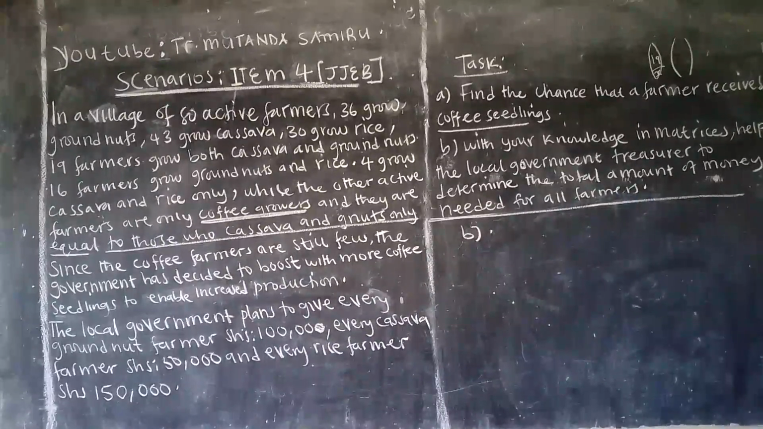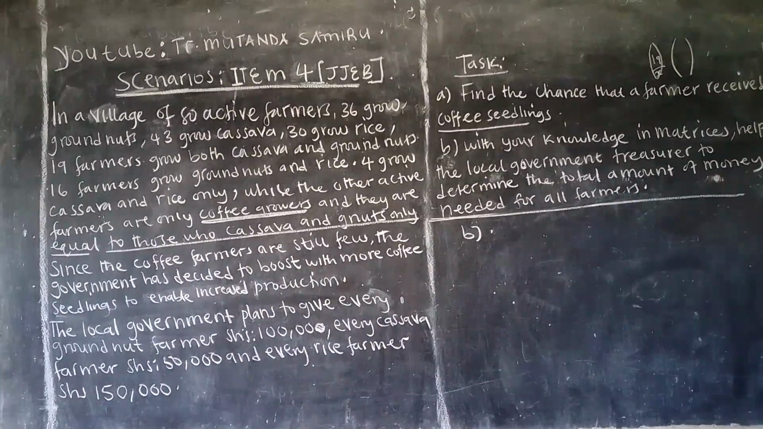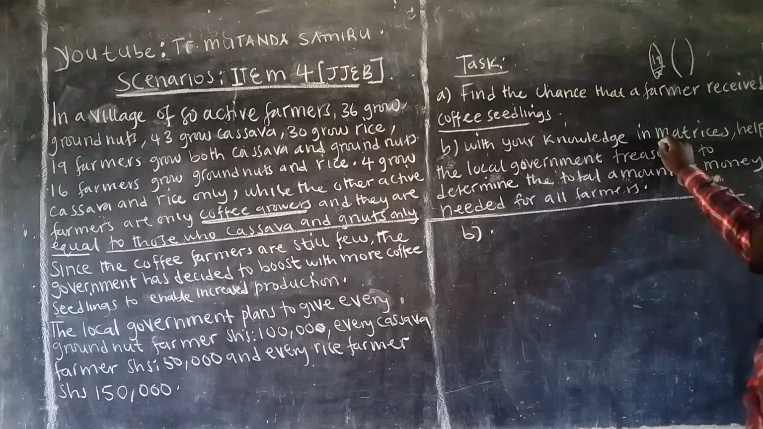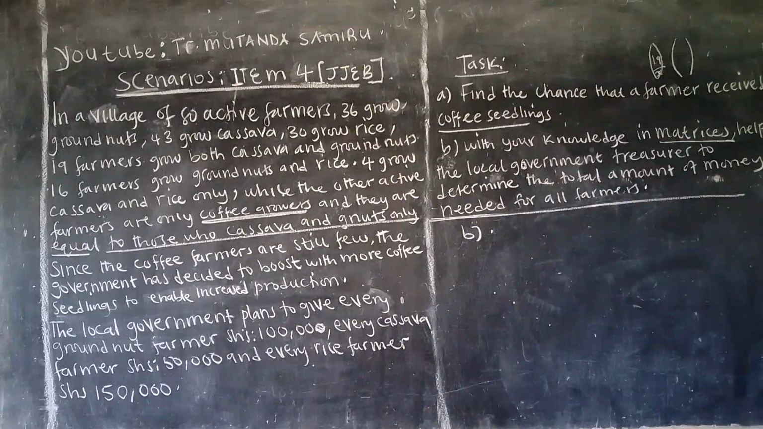Okay, great. So we are back again with part B. Part B, where they're saying that with your knowledge in matrices, you have to take note of that word, with knowledge in matrices, help the local government treasurer to determine the total amount of money needed for all the farmers.